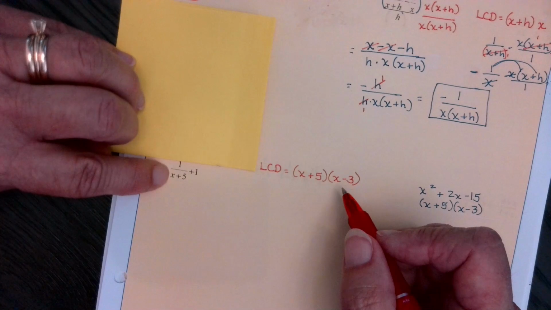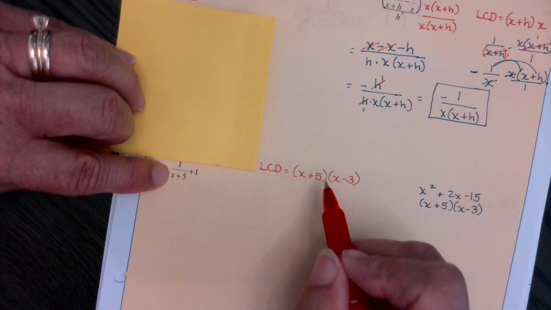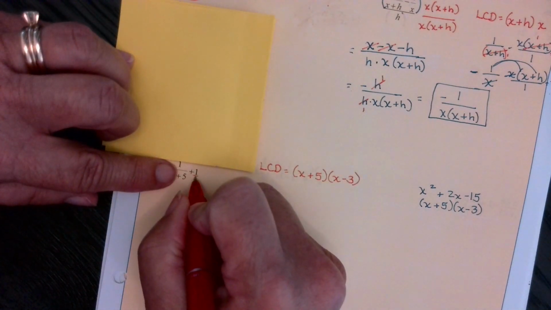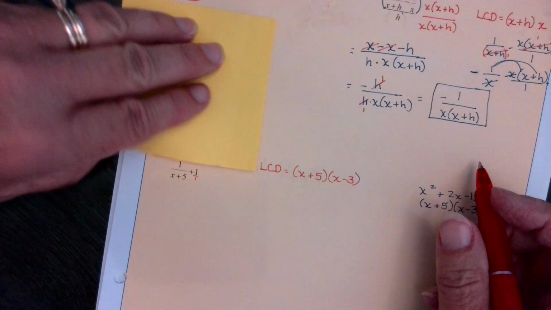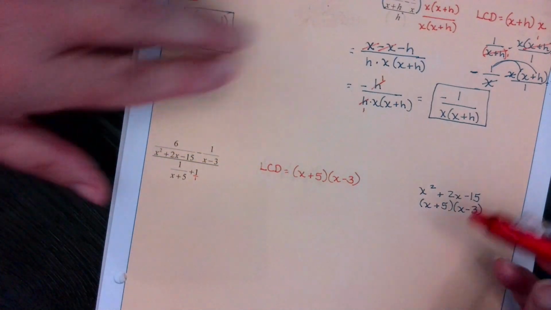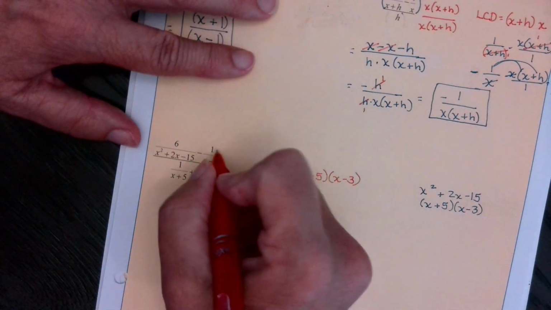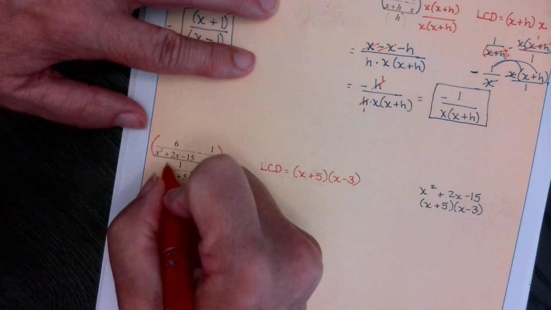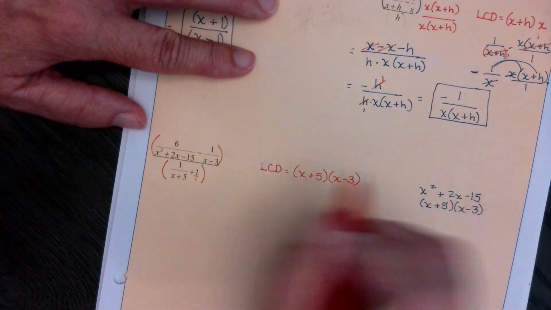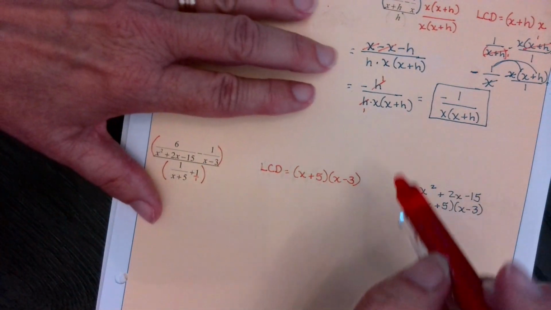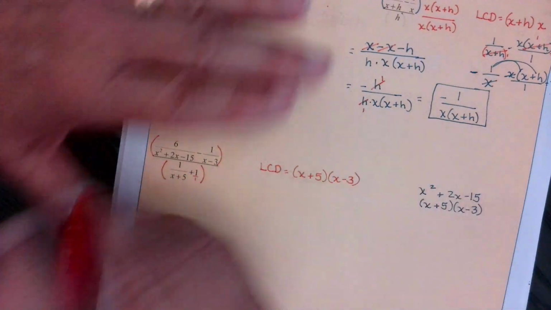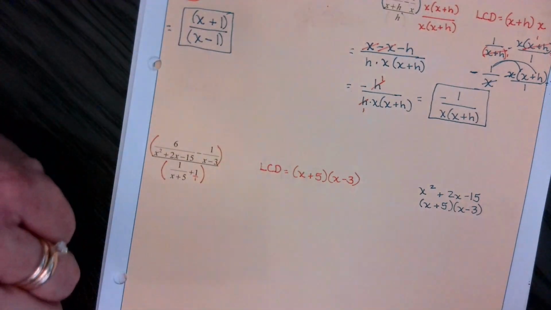The bottom has x plus 5. Do we already have it listed? Yes. This has a denominator of 1, so we don't have to worry about it. Okay, so what you're going to do is take the top and multiply it by that, and take the bottom and multiply it by that. So I really needed to move that over. And that means the whole top.